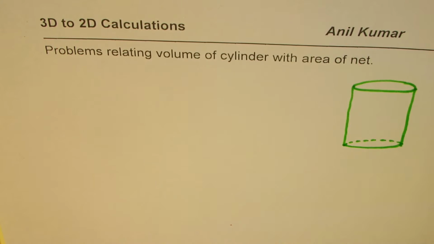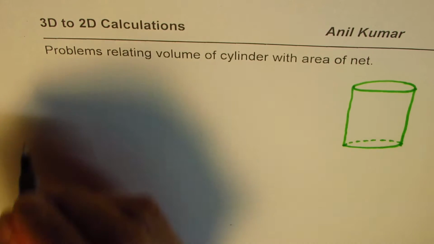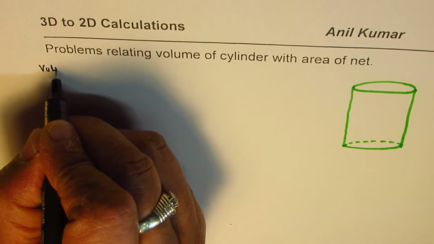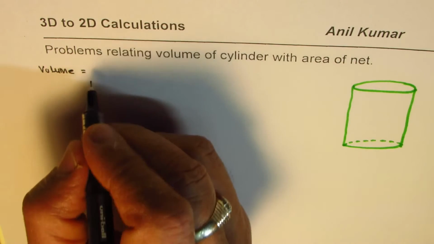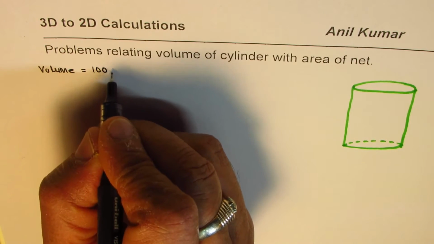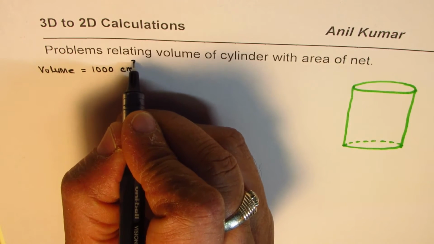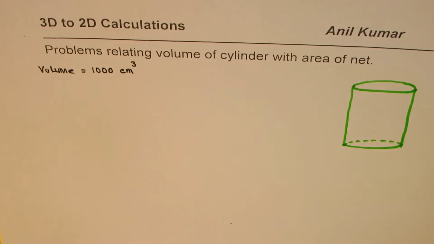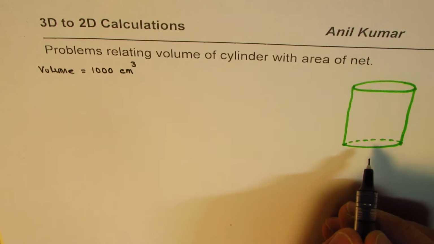Now the idea here is that let us say we know the volume of this cylinder. Let it be some value, let's say 1000 centimeter cube. So the volume is 1000 centimeter cube for this particular cylinder.